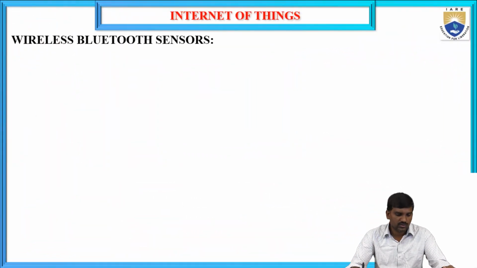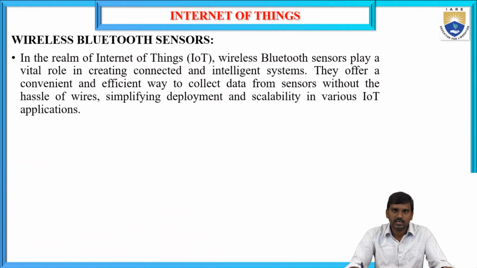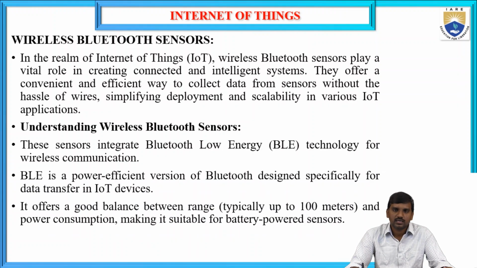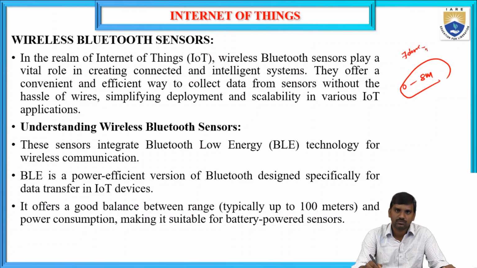Next one, the last one: wireless Bluetooth sensors. So here, Bluetooth is nothing but a wireless protocol with a range of 0 to 8 meters only. The maximum number of devices for Bluetooth is 7 devices connected at a time. So this is the maximum number of devices, and this is the range of Bluetooth.